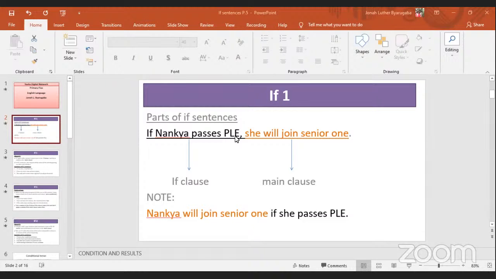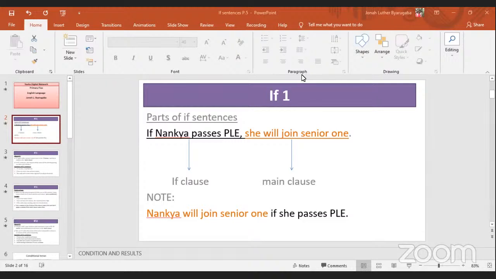As you see here, we have the if clause: if Nancha passes PLE. From if to where PLE is, where you see a comma, that's what we call the if clause. The if clause contains the condition to be met, and it contains the word if, the conjunction if.